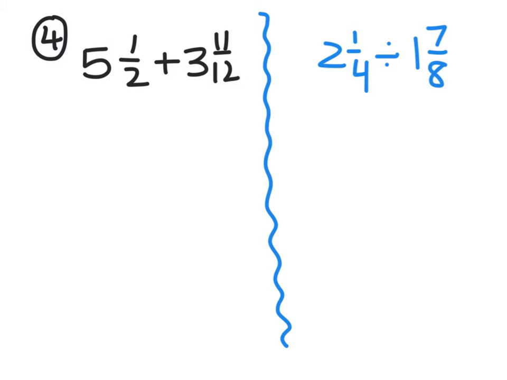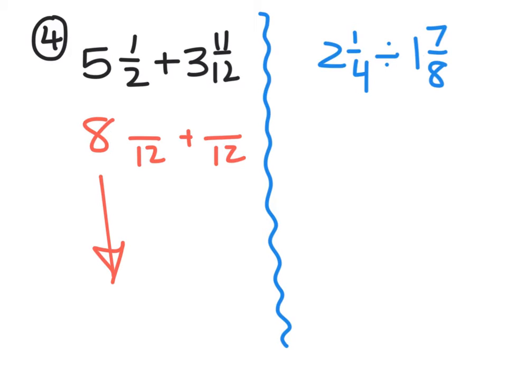Question 4, first one, deal with the whole numbers first of all. So the 5 and the 3 becomes 8. Then get a new bottom number of 12s. Finish it off from there.